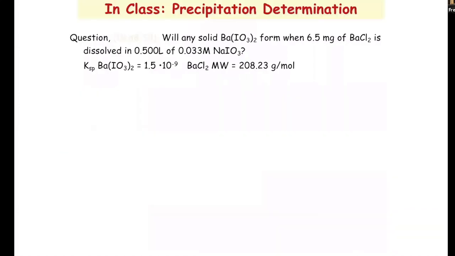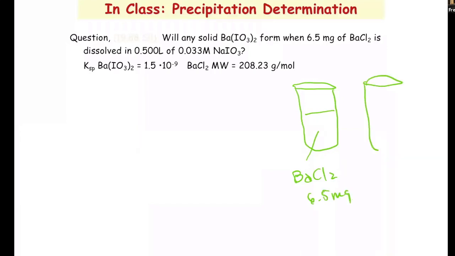So here's the question. Barium iodate forms when 6.5 grams of barium chloride is dissolved in 0.500 liters of 0.33 molar sodium iodate. So here's how you would visualize this problem. We have a test tube here, and we have barium chloride, and we have 6.5 milligrams here. And we have a second test tube, and here we have sodium iodate, and we have 0.033 molar here.